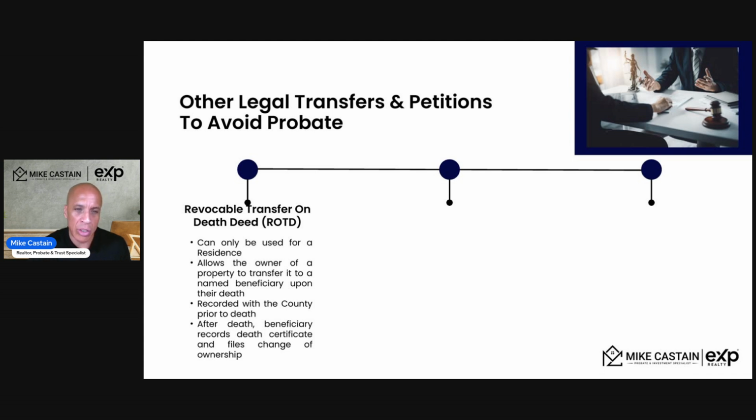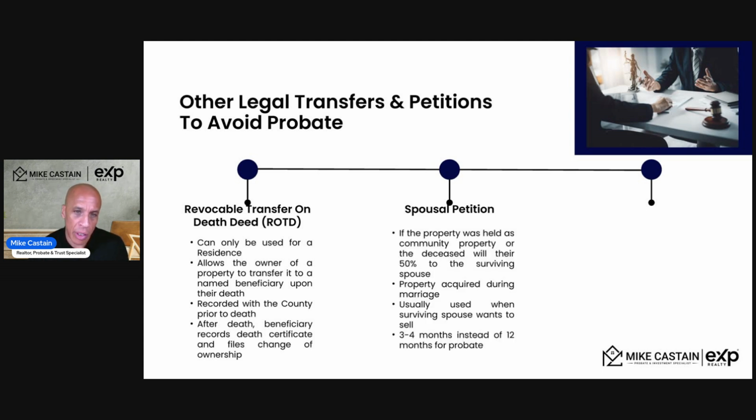So there are some other legal methods in terms of transfers and petitions to avoid probate. And the first one I'll talk about is called a revocable transfer on death deed. First of all, this can only be used for a residence. It can't be used for an investment property. This is a pre-filled out document prior to the owner's death, where the owner is going to transfer property to a beneficiary upon their death. And again, this is recorded with the county where the property is located prior to the owner's death. And then after the death, the beneficiary records the death certificate and files a change of ownership with the county, where title will be transferred to the beneficiary.